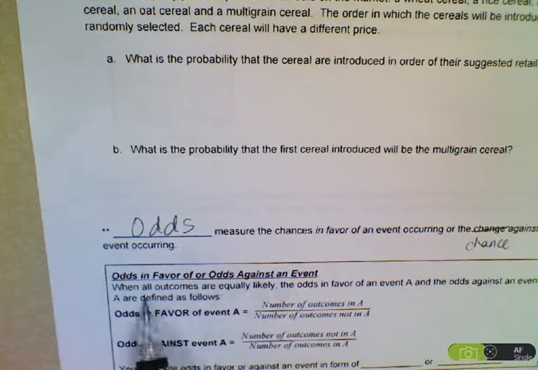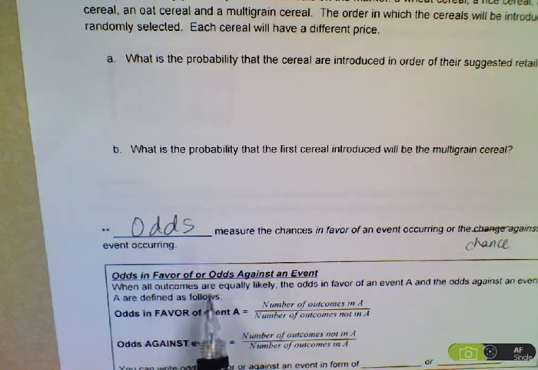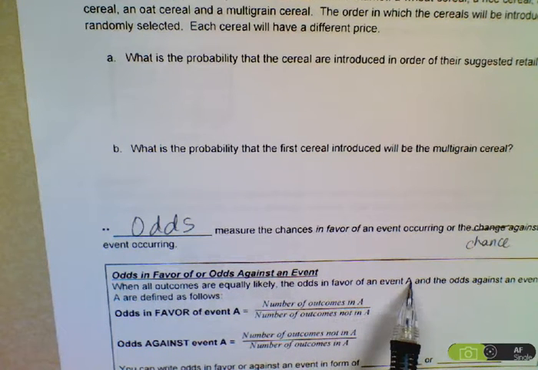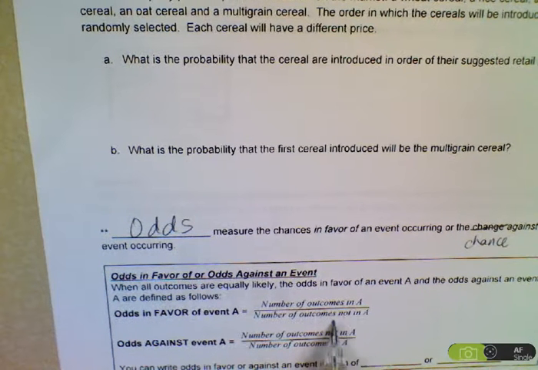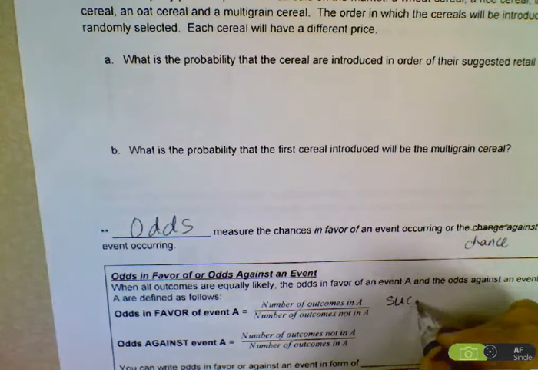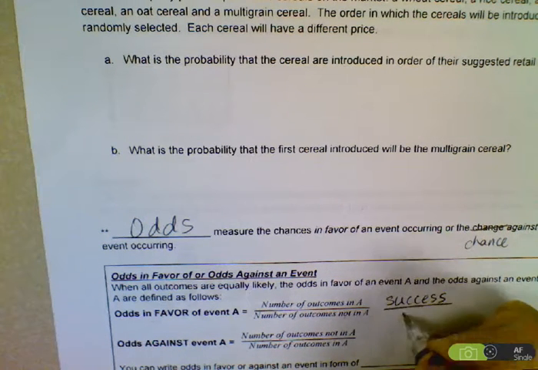So the odds in favor of an event or the odds against an event. When all outcomes are equally likely, the odds in favor of an event A and the odds against an event A are defined as the following. It's basically the number of times you succeed versus the number of times you would fail. It's really what it is. So you really could write that as success and failure.